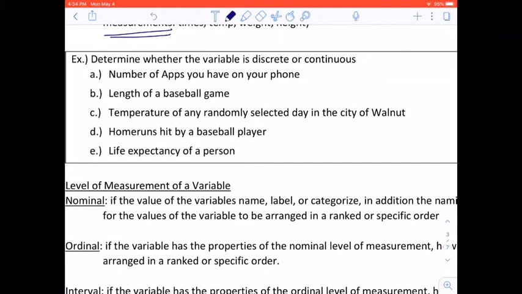So the number of apps you have on your phone is discrete. You can count those. The length of a baseball game, because we are measuring something and time is continuous. Temperature on any randomly selected day. Again, temperature is a measurement, so this is continuous also. Home runs hit by a baseball player is discrete.